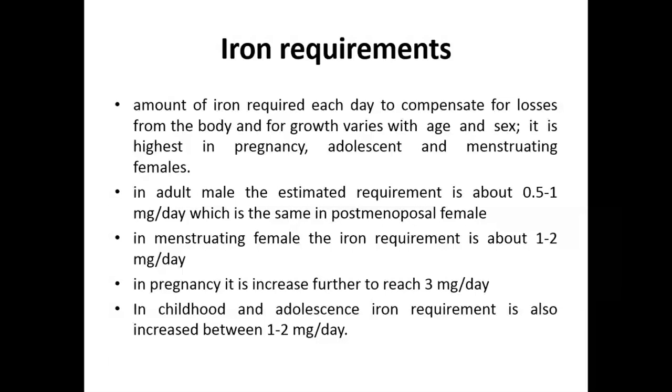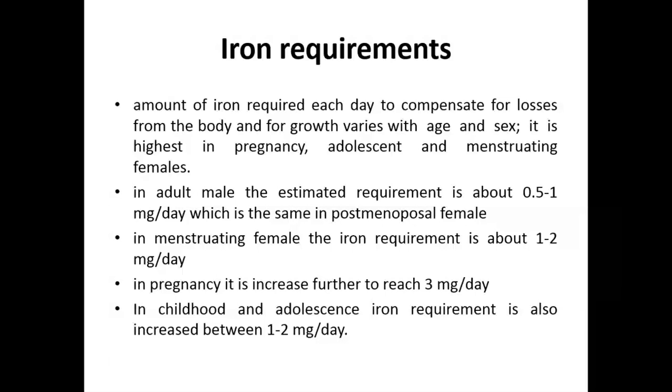In adult males, the estimated requirement is about 0.5 to 1 milligram per day. This is also the amount of iron required in postmenopausal females, meaning after the age of 50 when they no longer have a menstrual cycle. While in menstruating females, the requirement of iron is doubled, about 1 to 2 milligrams per day. Pregnancy will increase the amount further to 3 milligrams per day. In childhood and adolescence, a period of rapid growth, the iron requirement is also increased to between 1 to 2 milligrams per day.